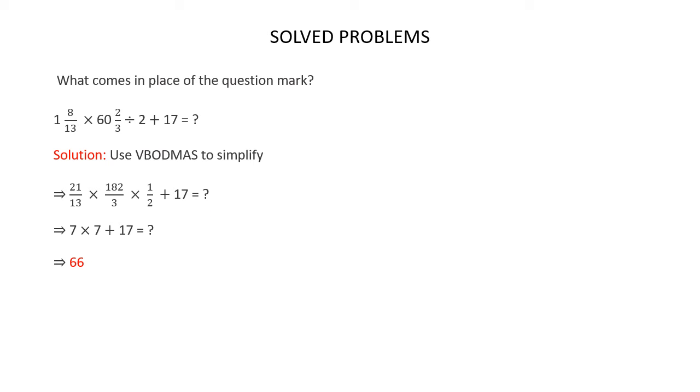Now the next order of operation is multiplication. So when you multiply 21 by 13, 182 by 3 and 1 by 2, you will get 7 multiplied by 7. So now you have the expression as 7 multiplied by 7 plus 17 is equal to question mark. 7 multiplied by 7 is 49. 49 plus 17 is 66. So the value of the question mark is 66. So 66 comes in place of the question mark in the given equation.